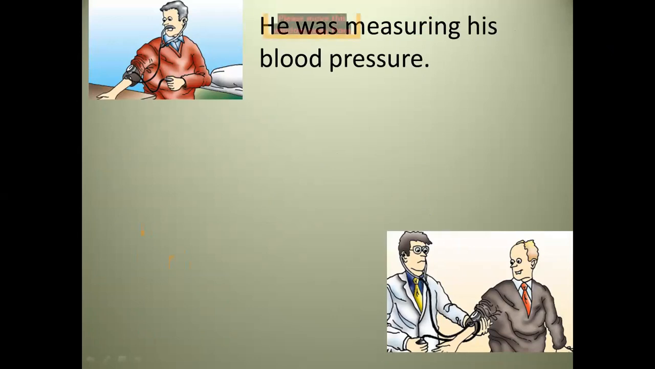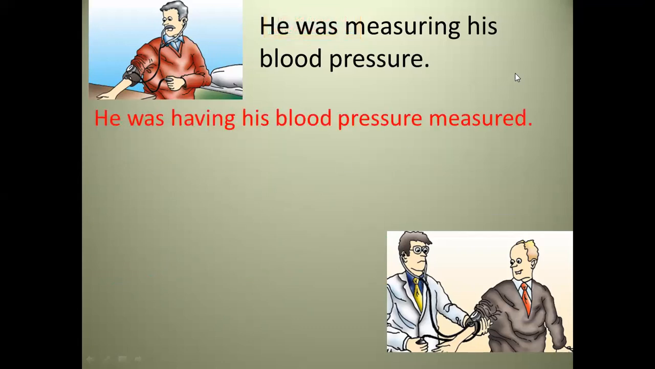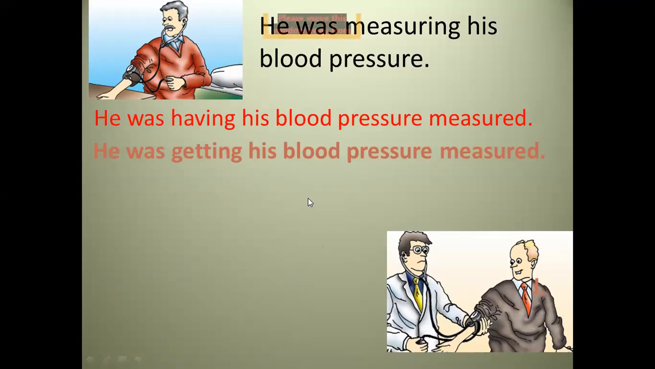Okay, Iyad, Yusuf. He was getting his blood pressure measured. Okay, now use have. He was having his blood pressure measured. Excellent. So the answers will be: he was having his blood pressure measured, he was getting his blood pressure measured, and use the active way.